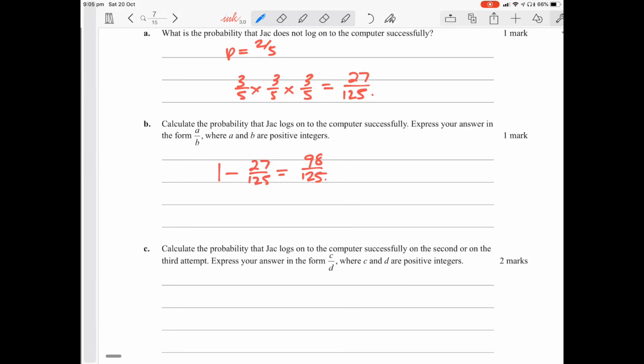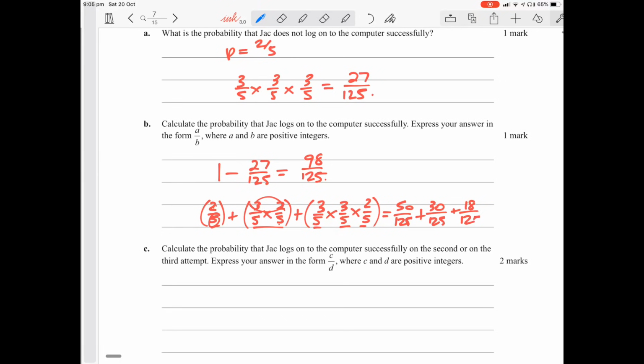Okay, so he can either do it on his first attempt, or he can stuff it up and then do it, or he can stuff it up, then stuff it up, then do it. Okay, they're all going to be on 125, so I've got to times that by 25, so I've got to times the top, so I get 50 on 125, plus, that's going to be 25, so I've got to times it by 5, so I've got to multiply the top by 5. So 3 2s are 6, times 5 is 30 on 125, and then here 5 5 5 is 125, 3 times 3 is 9, times 2 is 18, 80, 98 on 125, so now we haven't stuffed anything up.